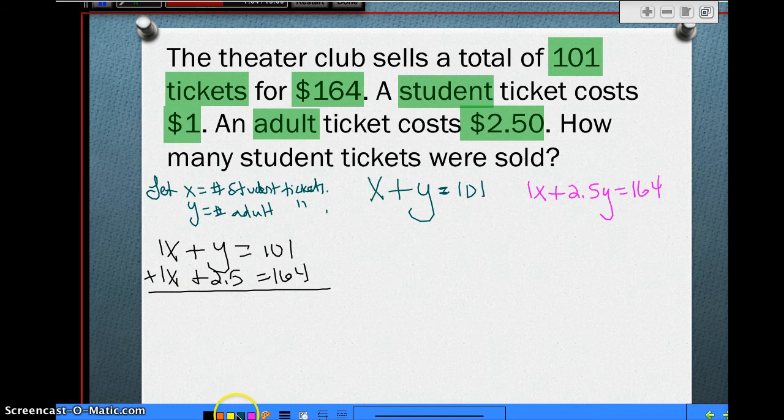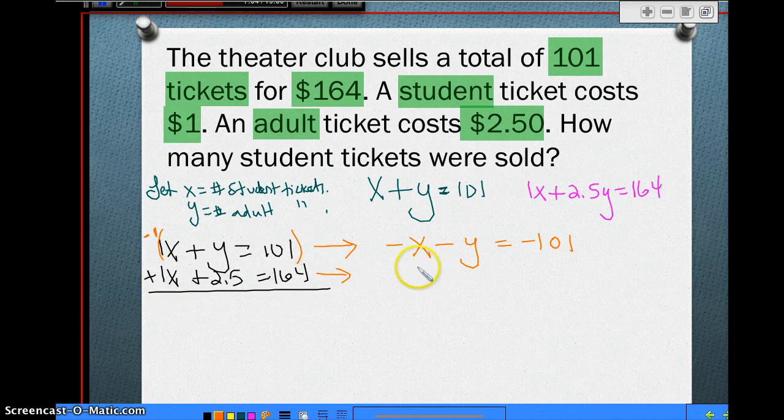So I actually can change this. I can make one of these a negative, and I'll make the top one a negative by multiplying by a -1. But understand that means you've got to do it to the whole equation. So it's negative 1 times x is negative x, negative 1 times y is negative y, and negative 1 times 101 is negative 101. Don't forget, when you multiply through on an equation, you have to do it through every term, even across that equal sign. That's usually one of the common mistakes.